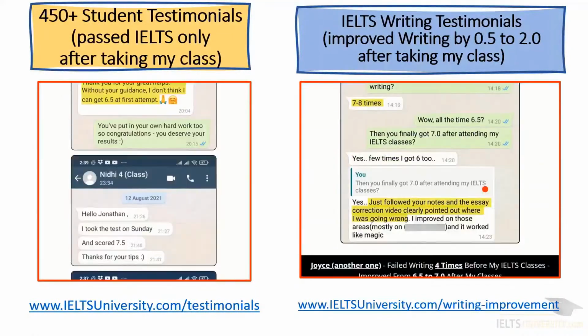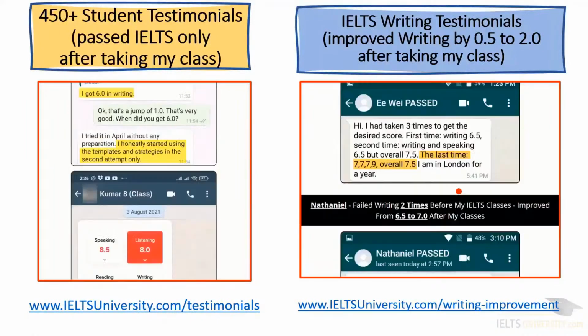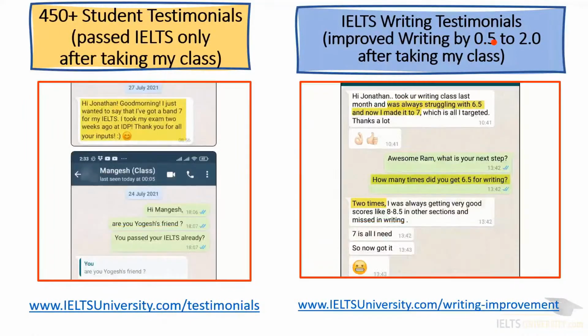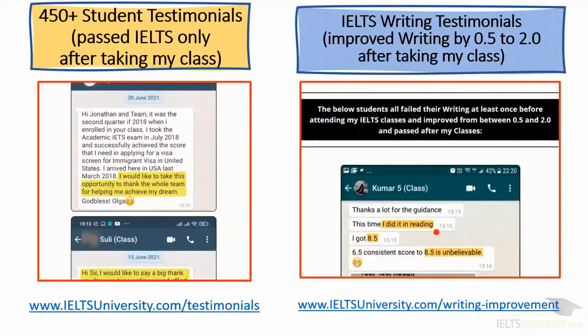So all these testimonials are from students who failed their writing at least once before coming to my class, and then after they came to my class, they passed. They increased by 0.5 up to 2.0 after taking my classes.